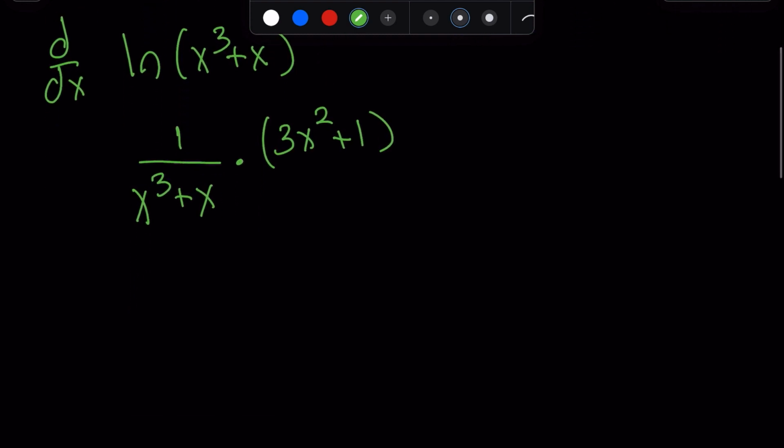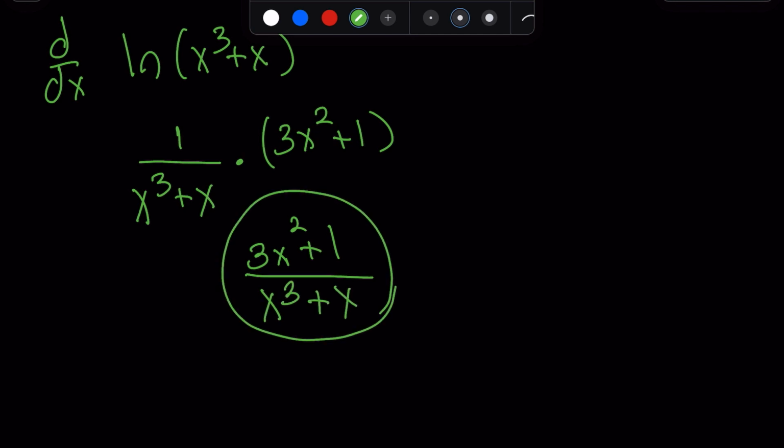Therefore, if you wanted to write this derivative as one whole fraction, it will be this ugly mess. Not just 1 over the argument.